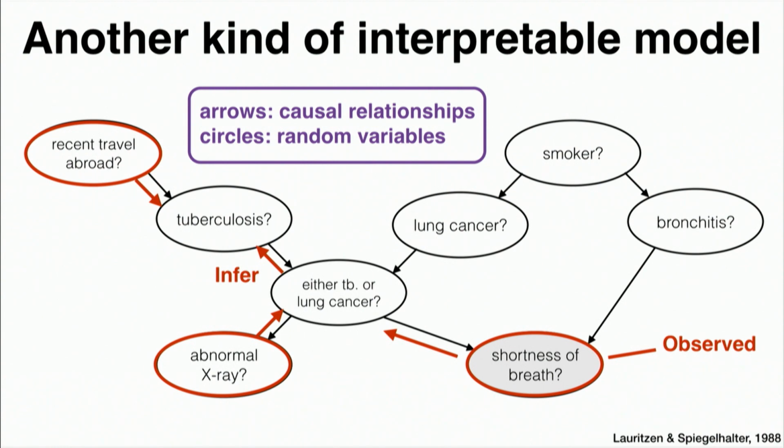Random variable nodes have clear semantics. Edges represent causal relationships in the real world. Conditional distributions are easy to hand specify or learn from data, like incidence of bronchitis in smokers or non-smokers, for example.